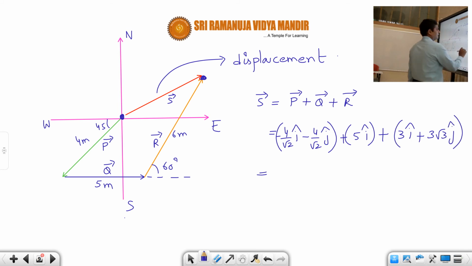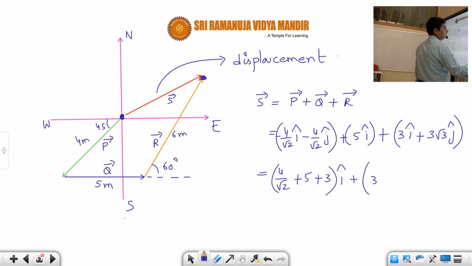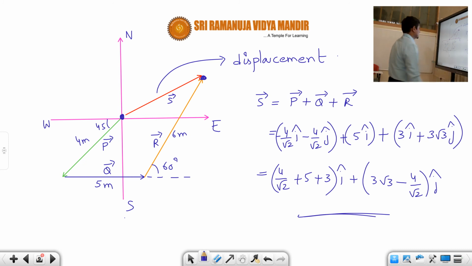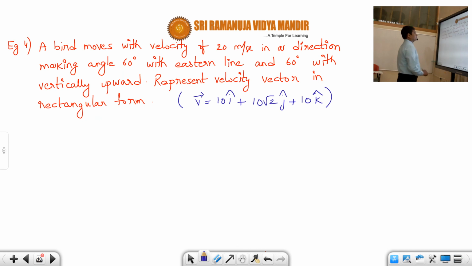So directly you can add these I components: minus 4 by root 2 plus 5 plus 3 into I cap, plus 3 root 3 minus 4 by root 2 J cap, students. So this will be the answer. Of course, as I told you in the beginning, students, this problem is simple, but just for telling about the directions, I have taken this problem. Okay. So that is about this one.